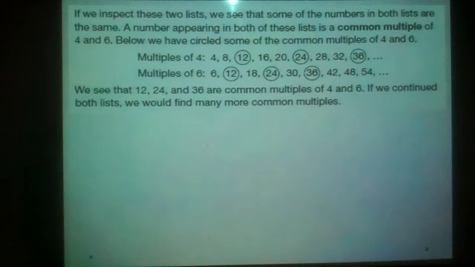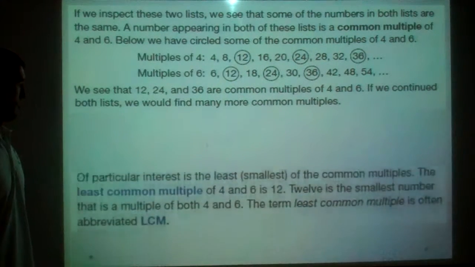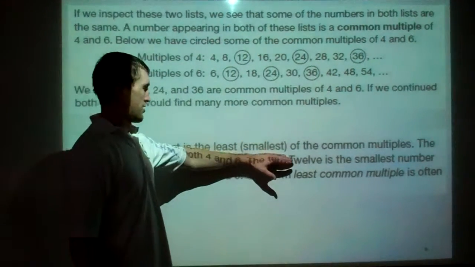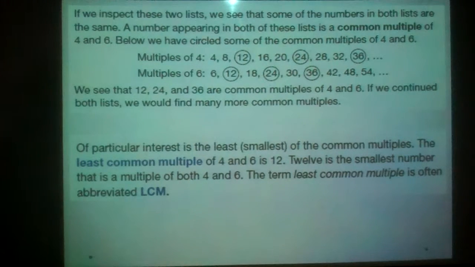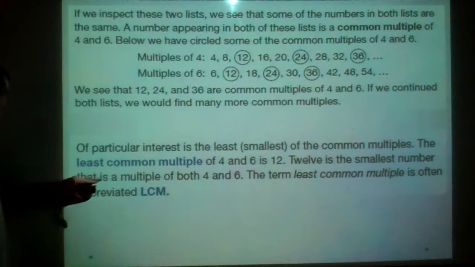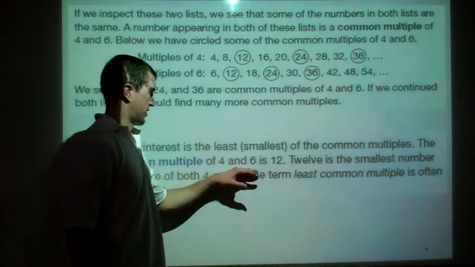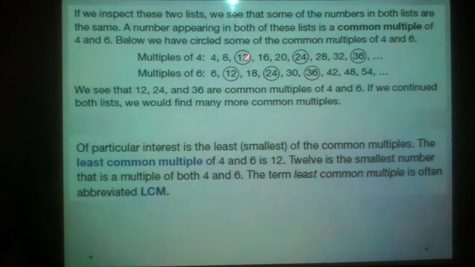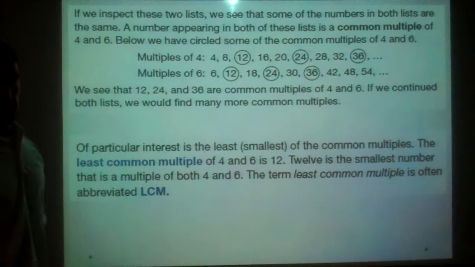Alright? Now remember what we were talking about before. We were talking about the least common multiple. Now the least common multiple is the smallest, and we'd be interested in that in the future. The least common multiple of 4 and 6 is 12. Alright? And we saw that right here. They circled the smallest one that they had in common. It says 12 is the smallest number that is a multiple of both 4 and 6. So we call that the LCM.